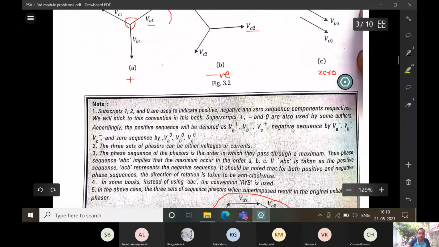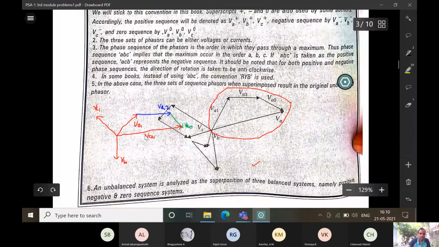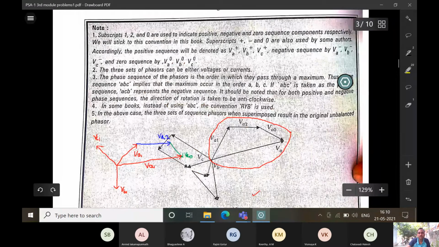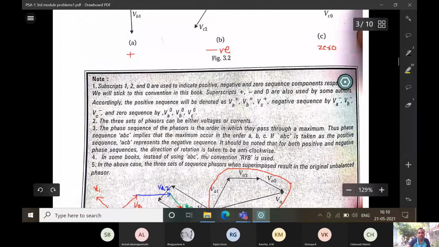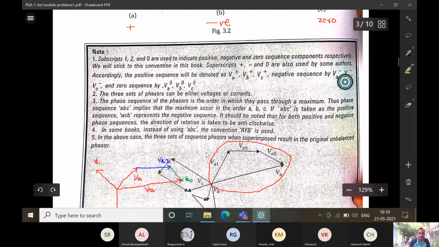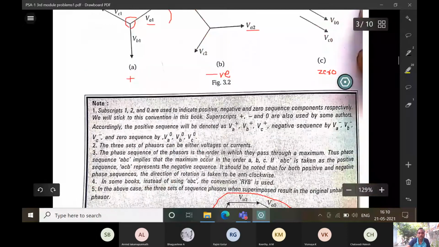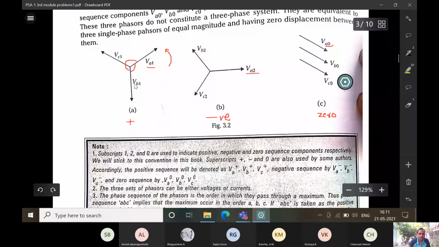Similarly, I want VB and VC. Write for VB. VB1 is in this direction. I want to find out VB. VB is equal to VB1 plus VB2 plus VB0.